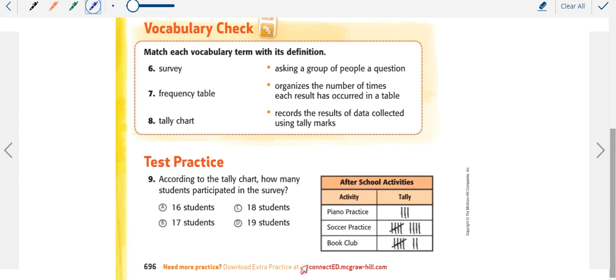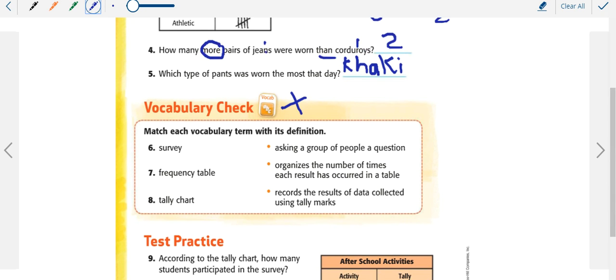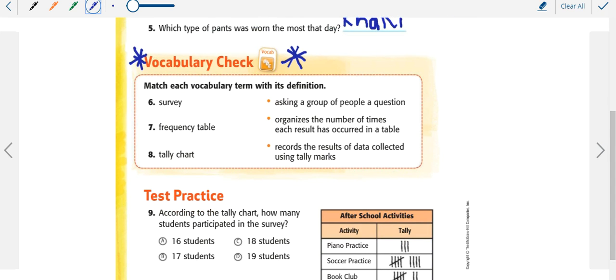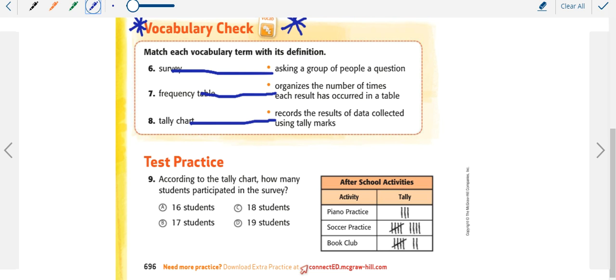Now, vocabulary check. Make sure you read these carefully because Miss Madeline uses the vocabulary checks from your book to answer them online on RenWeb. Match each vocabulary term with its definition. What is a survey? It's asking a group of people a question, organizes the number of times each result has occurred in a table, or records the results of data collected using tally marks. So it's the first one. Frequency table is the second one, and tally chart is the third one. Okay.